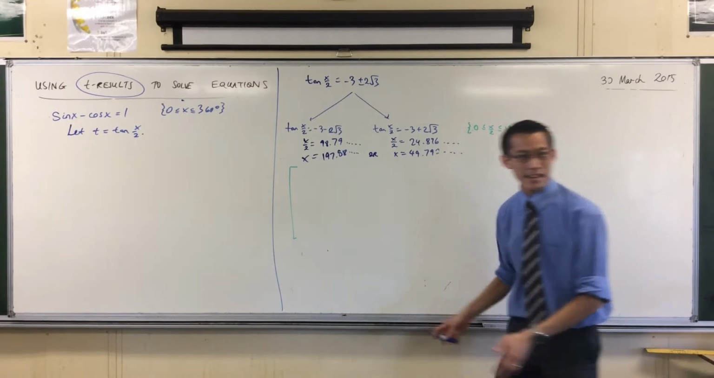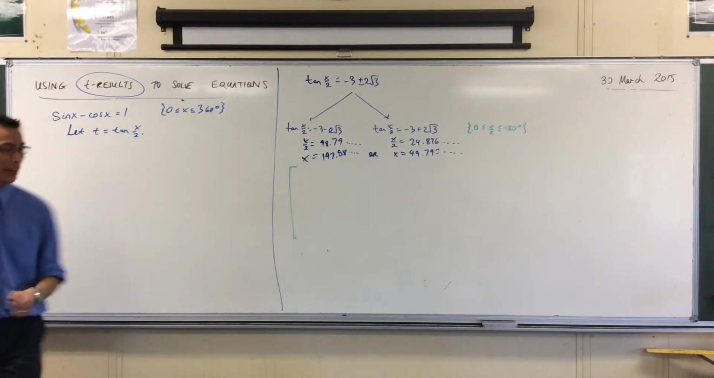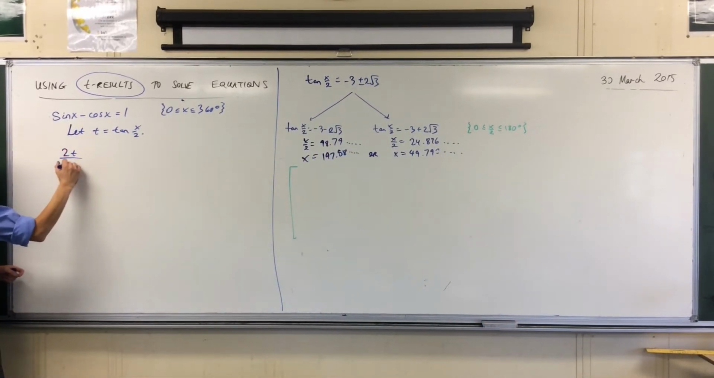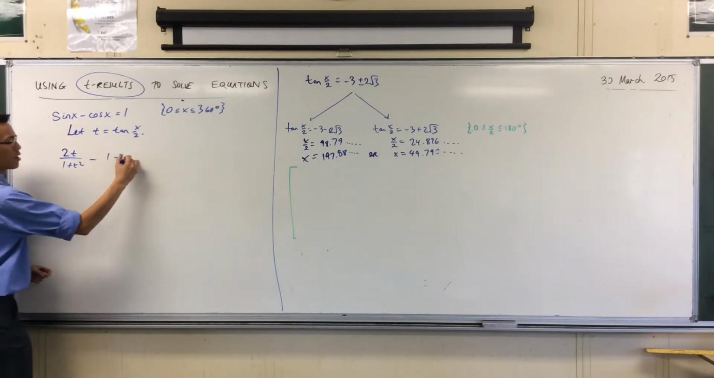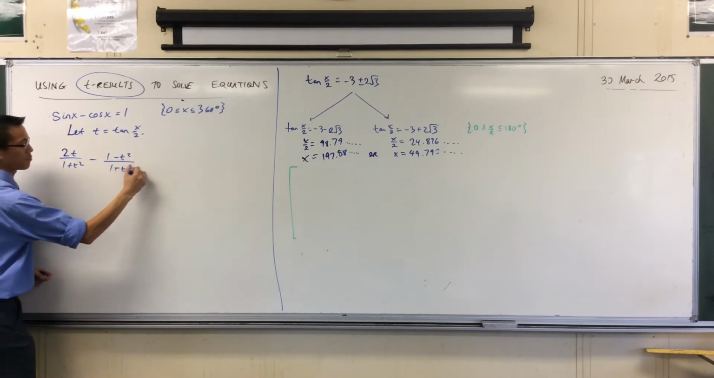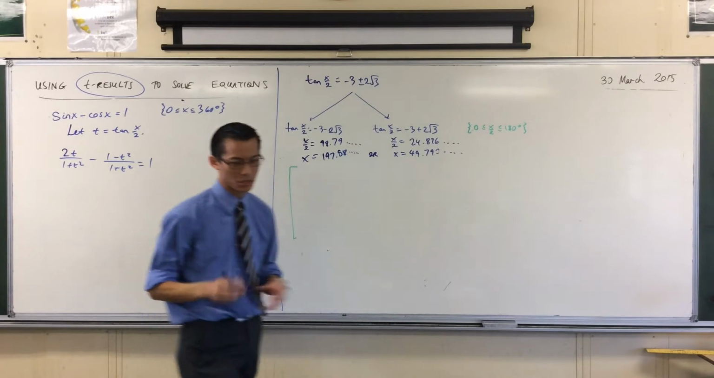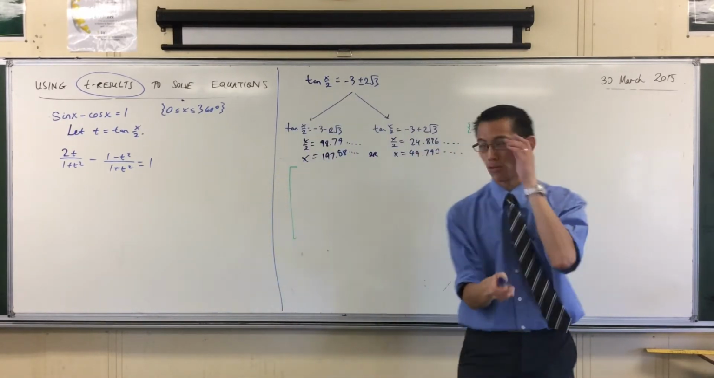Alright, so if that's the case, I'm going to go straight into my substitution now, okay? This is going to be 2t. This is going to be 1 minus t squared. That's equal to 1.